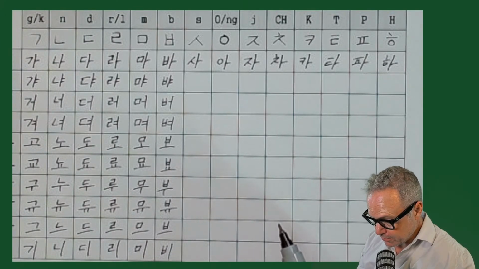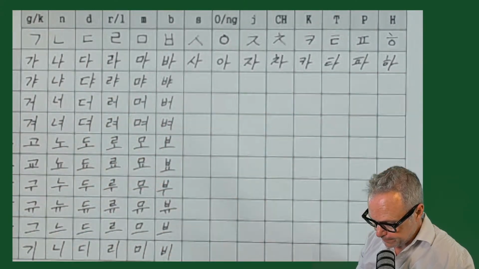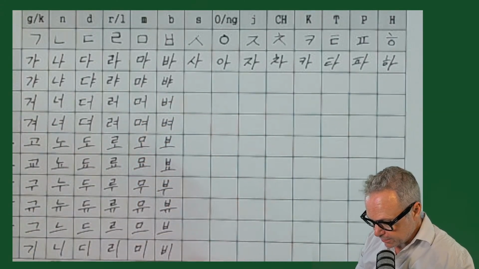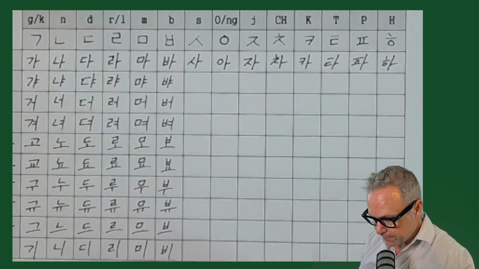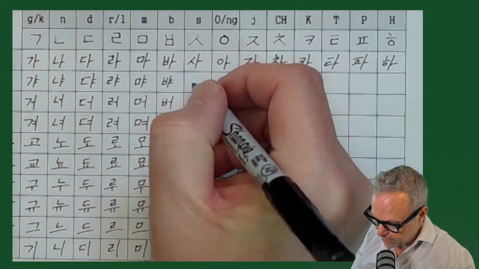Practice on your own and start going faster. Ka na da ma ba sa ja cha ka ta pa ha. Ka kya go gyo gu gyu ge gi. Na nya no nyo nu nyu ne ni. That's the idea. So we keep going.